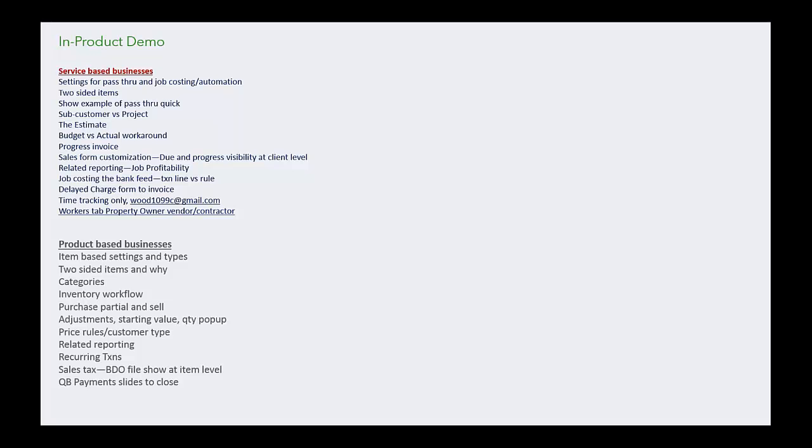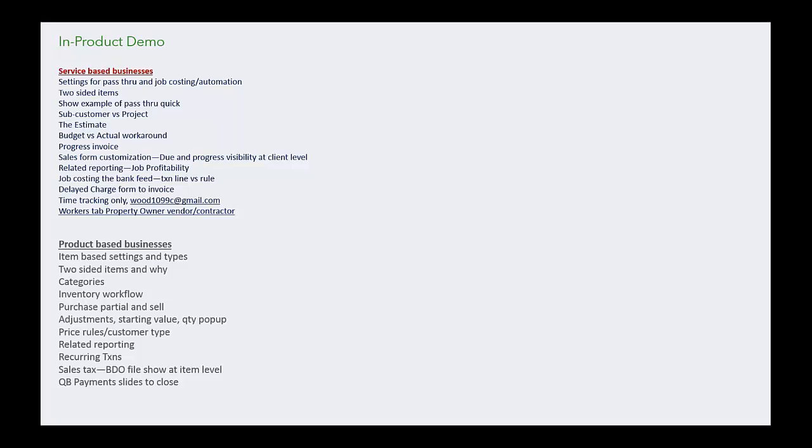Two-sided items. You have to have QBO Plus in order for double-sided items, as you might call them, to happen, right? I'd like to show a quick example of a pass-through time, expense, material to an invoice, some of the automation settings, and then we'll look at a sub-customer versus a project, because there is project tracking now within QBO Plus. It's a setting you turn on, and when you would use one over the other, you might just use customer, but I'm kind of taking the quote-unquote add job theory from desktop and applying it in QBO Plus.